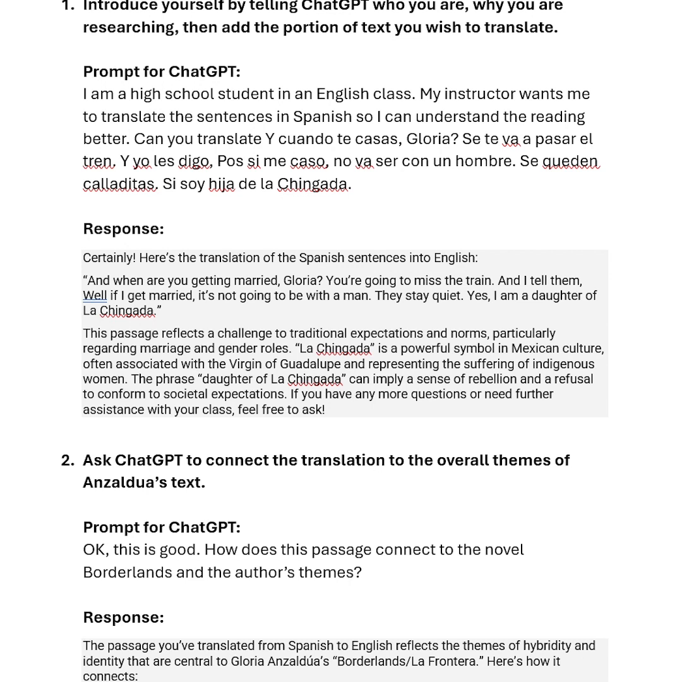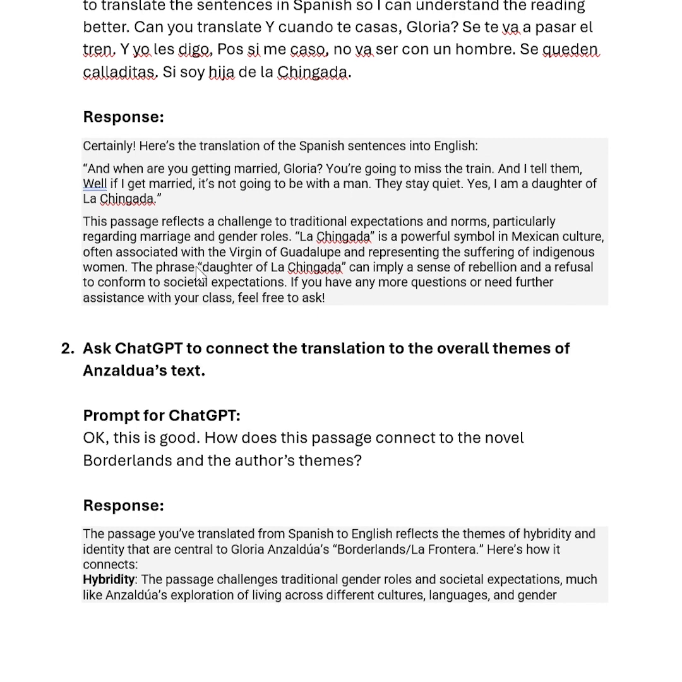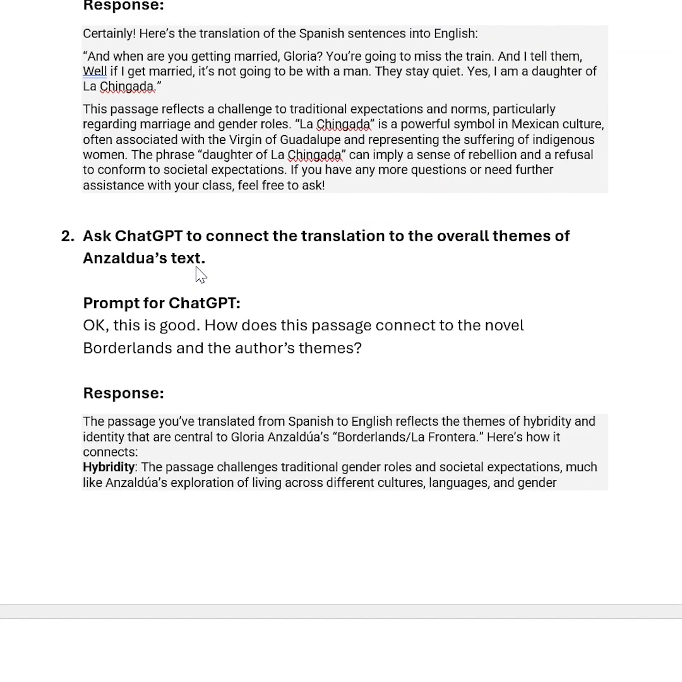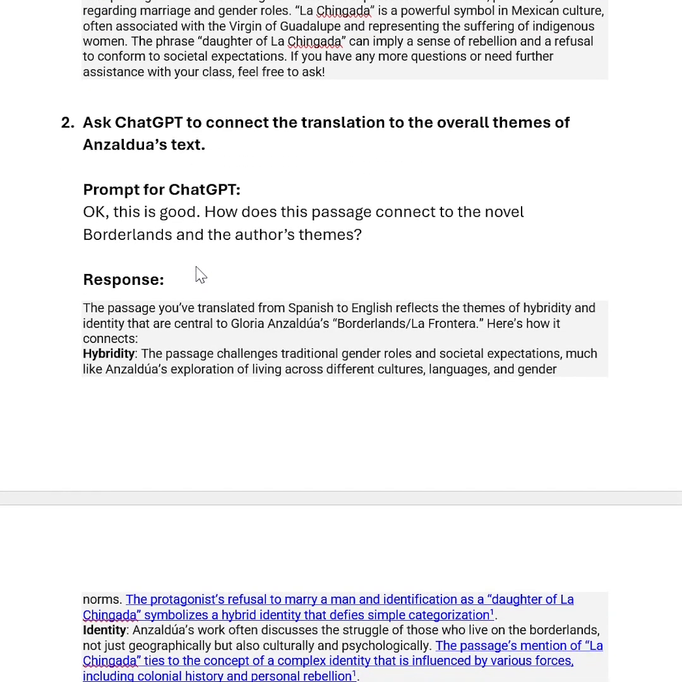How do we get students to use it as a research tool? So, step one, we are going to ask the student to introduce themselves, who they are, why they are researching, and the portion of text they wish to translate. So, that is our first prompt. And in response, we get our translation, and we even get a little extra analysis of the translated passage, sentence by sentence.